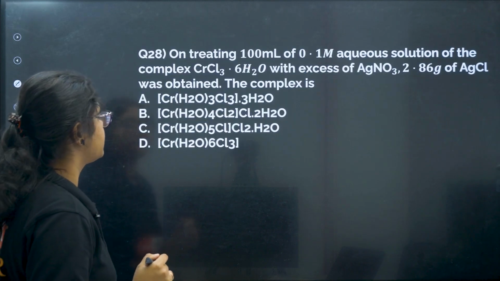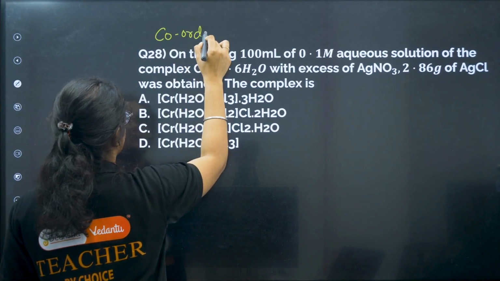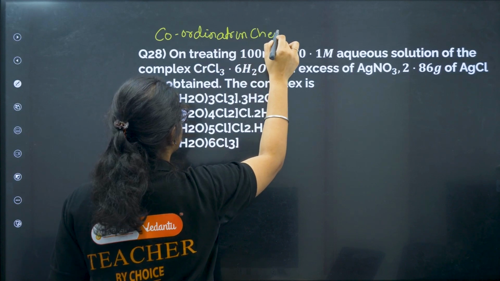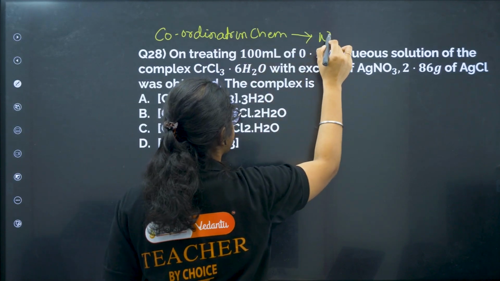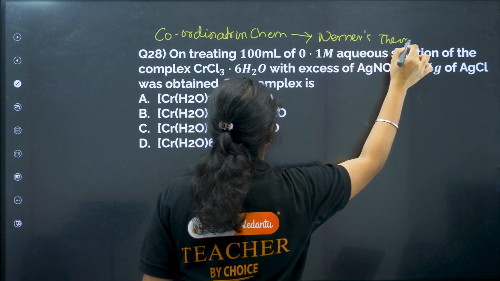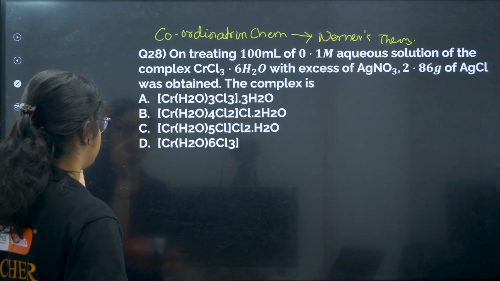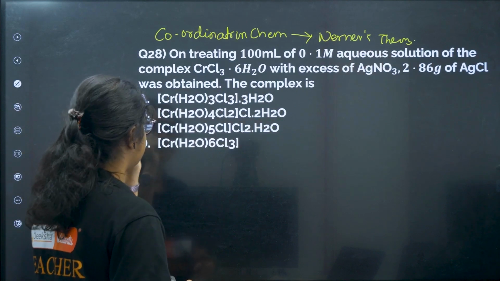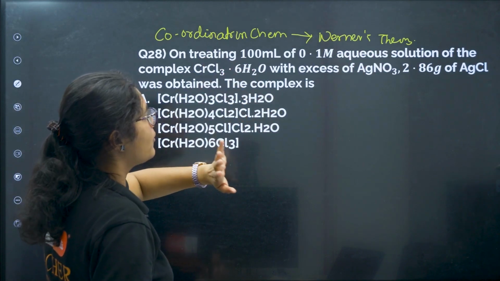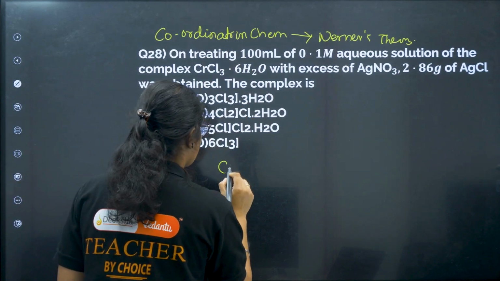Now coming to the next question here. So we have now reached coordination chemistry. Okay, so this is coordination chemistry from Werner's theory. Now let us discuss this question. On treating 100 ml of 0.1 M aqueous solution of complex CrCl3.6H2O with excess of AgNO3, 2.86 gram of AgCl was obtained. So what do we have here?